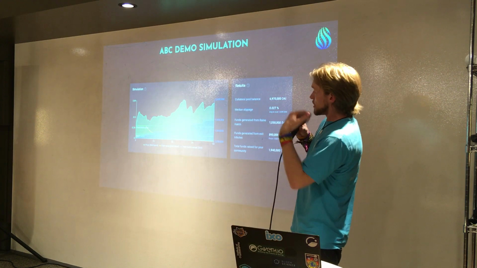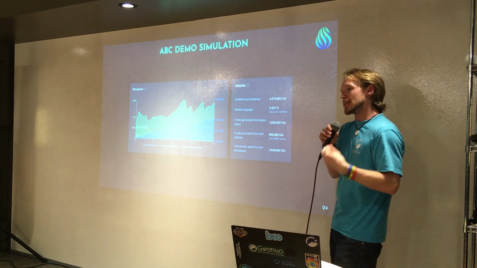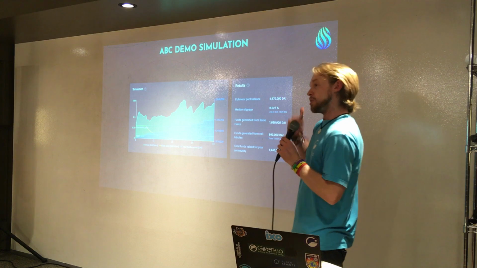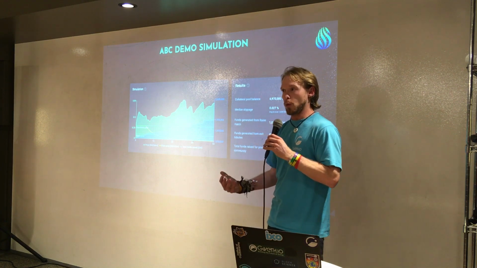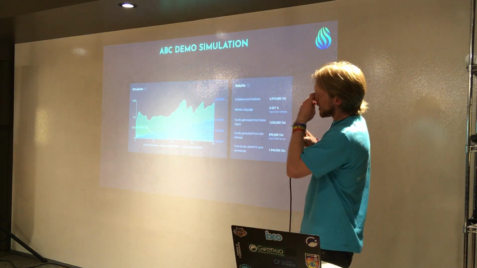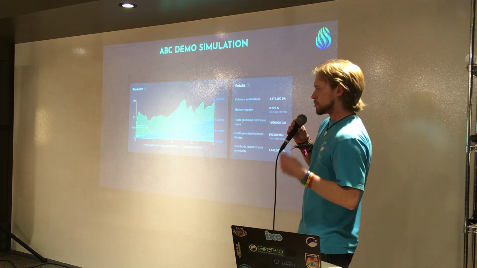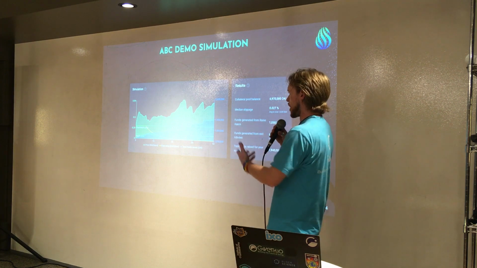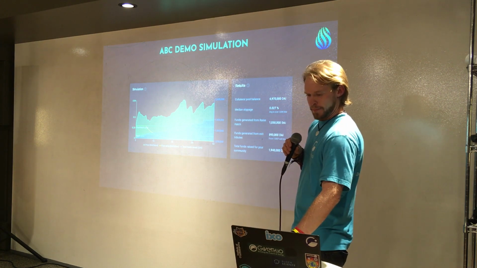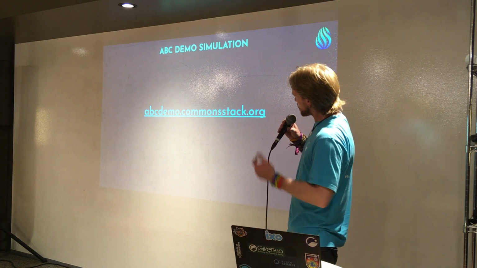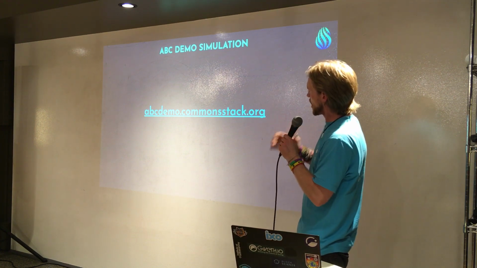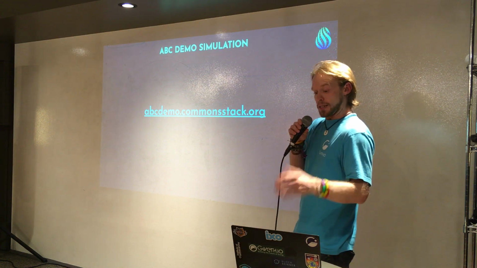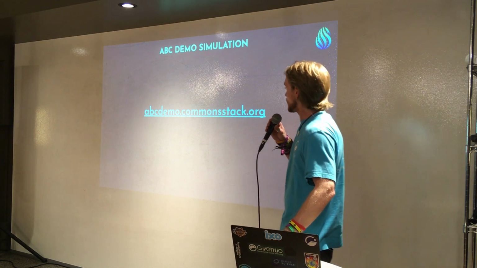So this is essentially what we can do with CAD: test out how these systems operate before we get into actually putting money into them and finding out they don't work when there's $1 million on the line. So when we're building billion-dollar public infrastructure, it's really important that we simulate and test these systems before we launch them to the public. If anybody wants to play with this demo simulation, it is available online at abcdemo.commonstack.org, and you can play around with that and see how an augmented bonding curve could benefit your community.